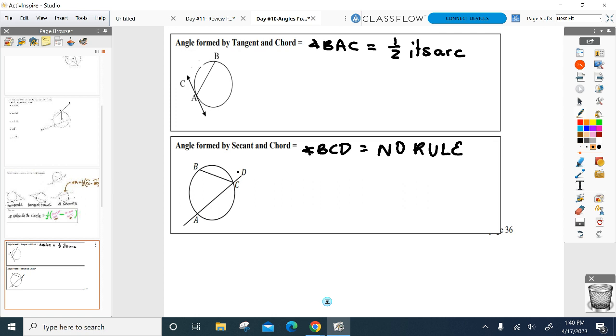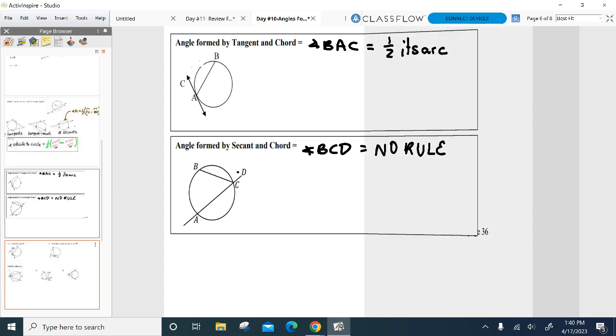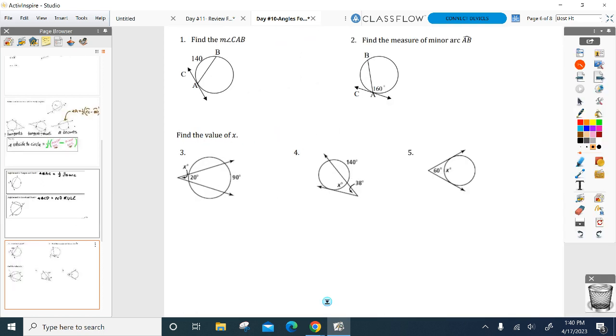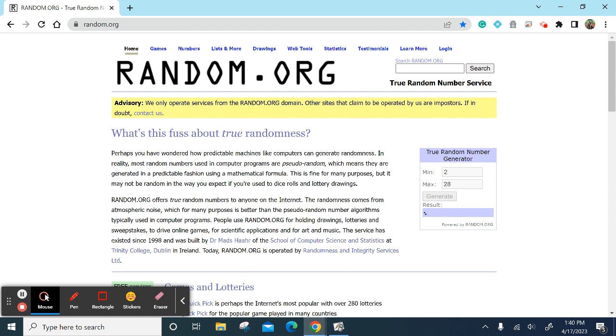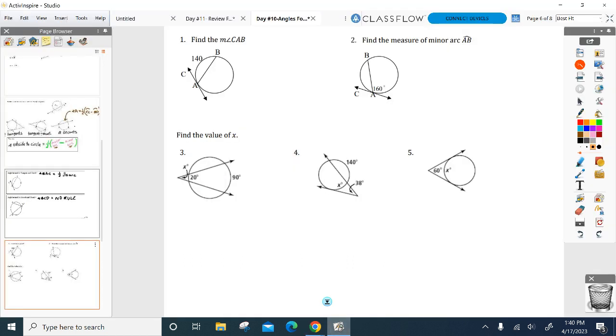All right, now the fun starts. Let's apply everything. Find CAB. Find CAB. Who's got number 2? Okay, I'm going to ask this same set of questions to everybody today.